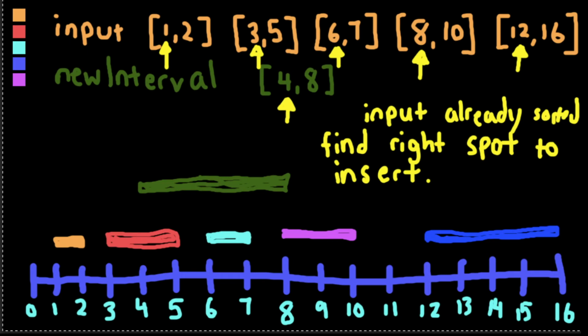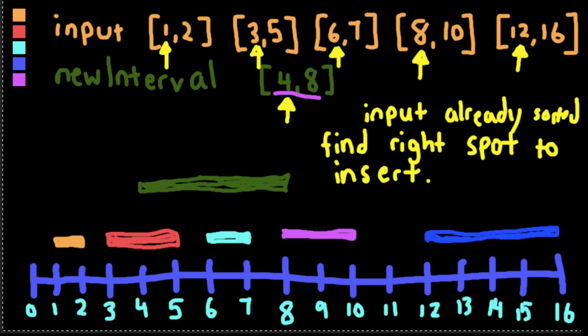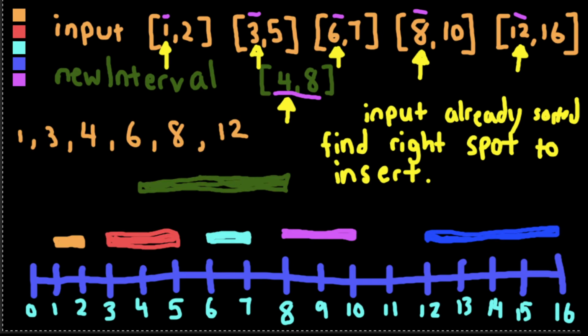The way you do that is, instead of thinking about where to insert this new interval, just focus on the initial numbers in each one of the current intervals. So you have 1, 3, 6, 8, and 12. And when you insert that, you're probably going to get 1, 3, 4, 6, 8, and 12. But how do we do that?